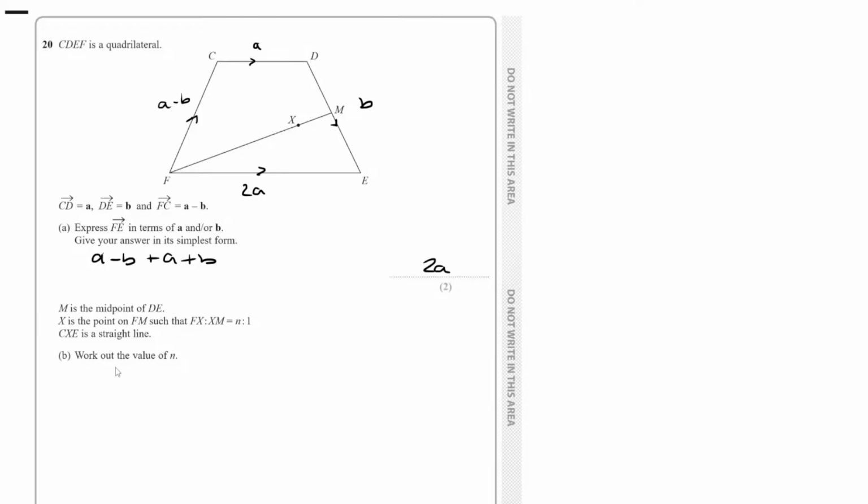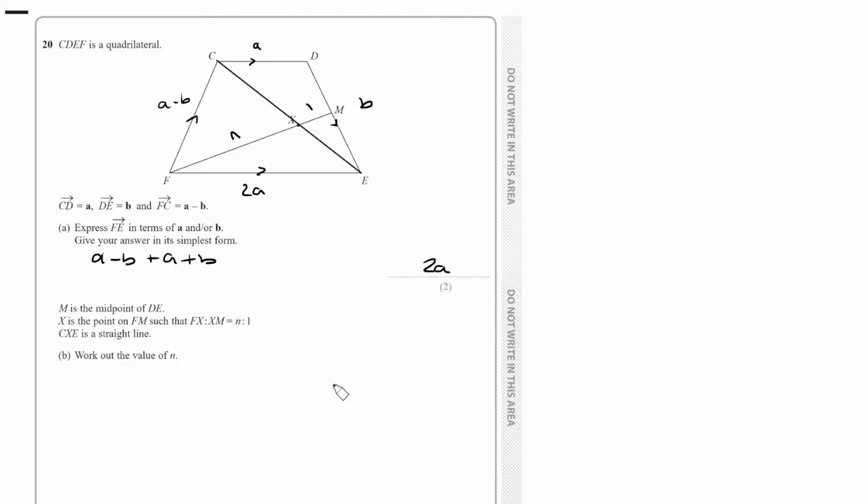Okay, this is the bit that you want to know how to do. There is a very specific method that works every time. The problem is I think the method itself is quite complicated, so it might not even be helpful anyway, to be honest. So they've said M is the midpoint of DE. X is the point on FM such that you've got this ratio n to 1. Now I'm writing n to 1 here, but that's not the vector, right? That's just a scale. CXE is a straight line. They happen to mention that CXE is a straight line, so I'm going to draw that on. They happen to mention, like, oh, by the way, this other one is a straight line. Just draw it on. Work out the value of n.